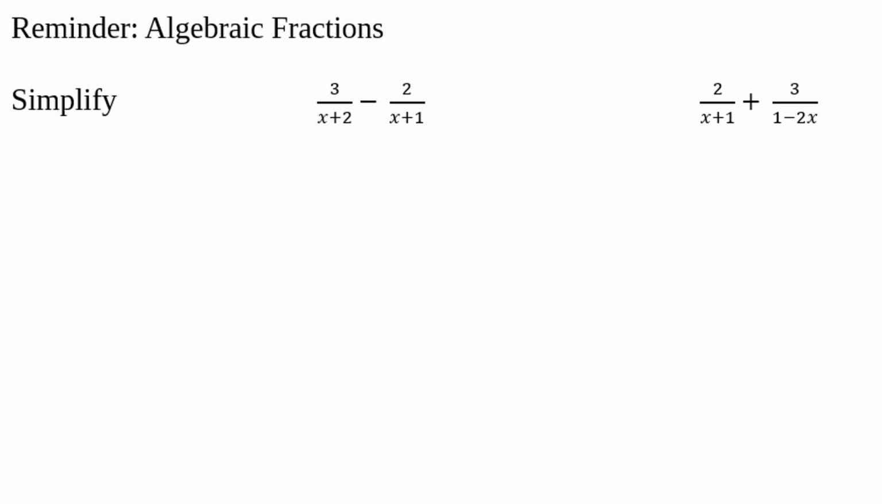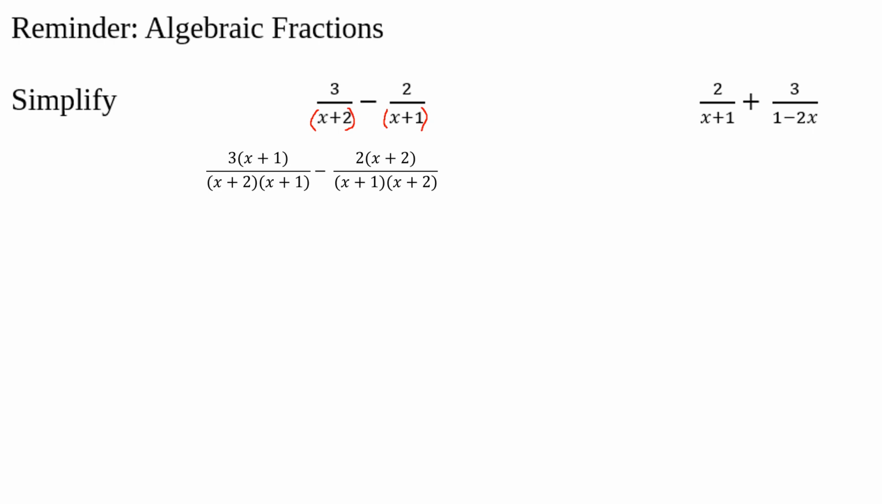Okay, so let's start off with something that we should have been able to do in GCSE, adding and subtracting algebraic fractions. Now, all you need to do whenever you're dealing with fractions is find a common denominator. So in this case, that is going to be found by multiplying our x plus 1 and our x plus 2 together.